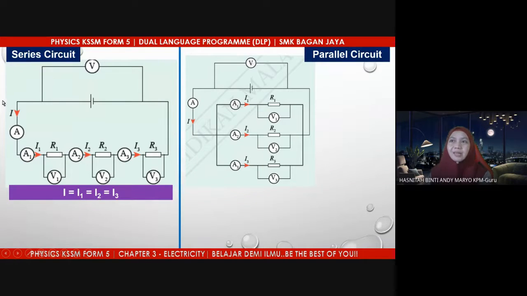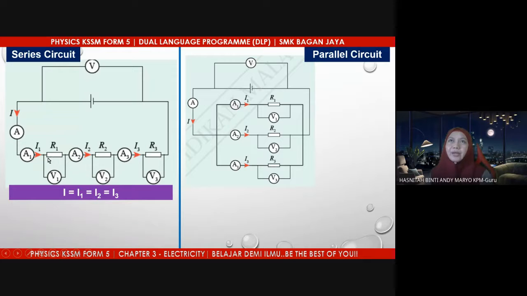Okay, for series circuit, this is how to find the current flow in the circuit. I is the total current. Total current is equal to the current flow in the first resistor, equal to the current flow in the second resistor, and equal to the current flow in the third resistor. If you put kettle 1, kettle 2, kettle 3, the current flow in all 3 kettles are all the same. Or if you put first iron, second iron, third iron, the current flow in all irons is the same.